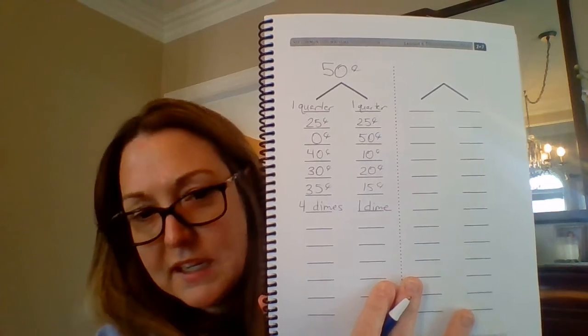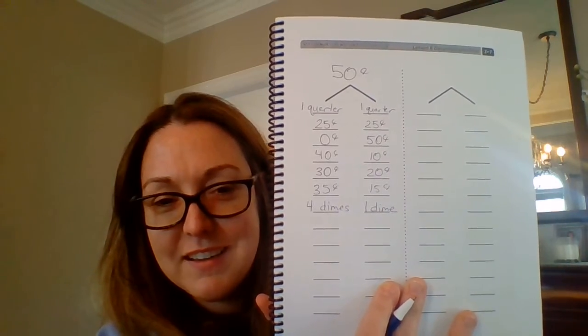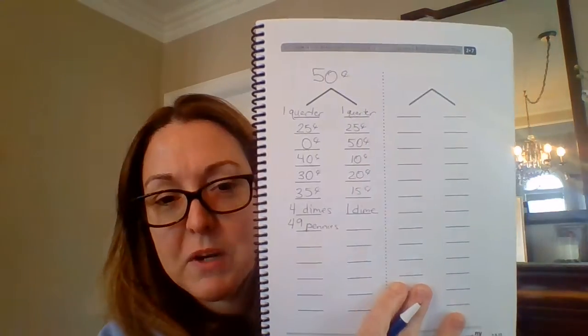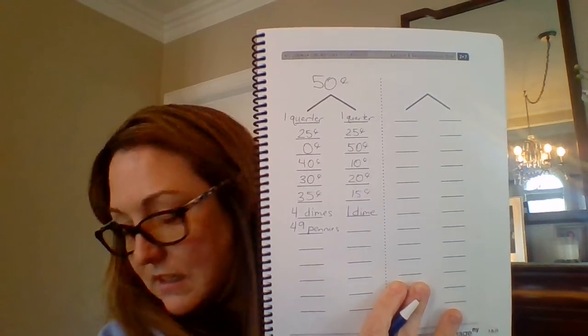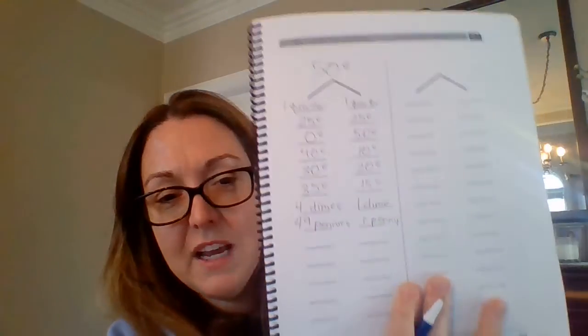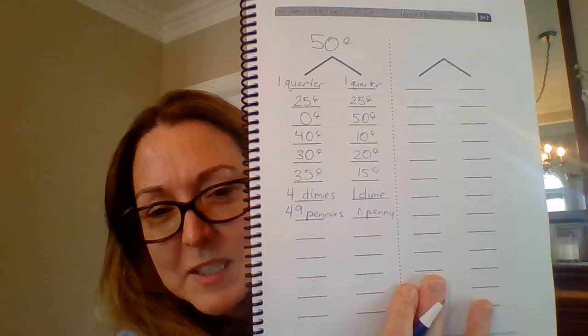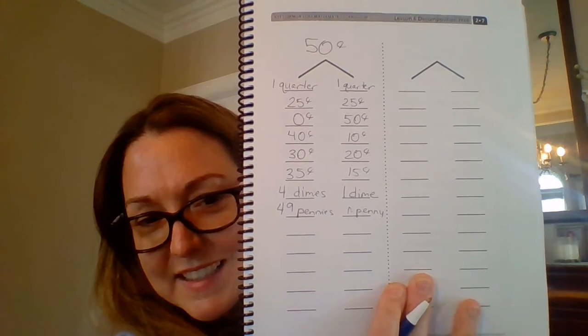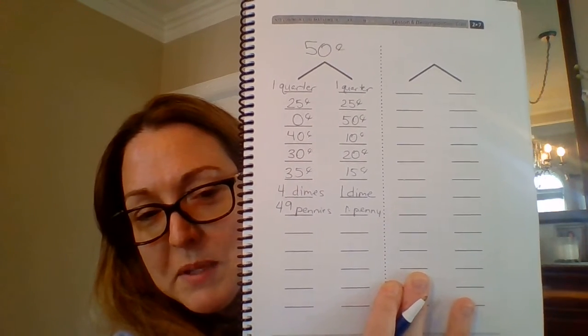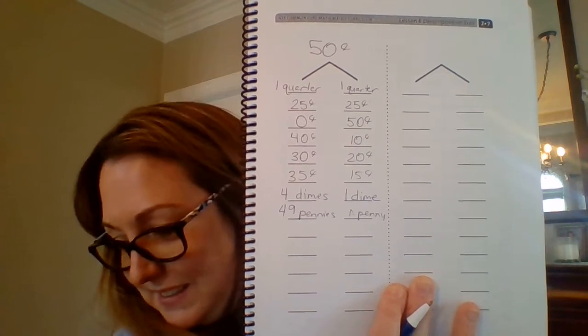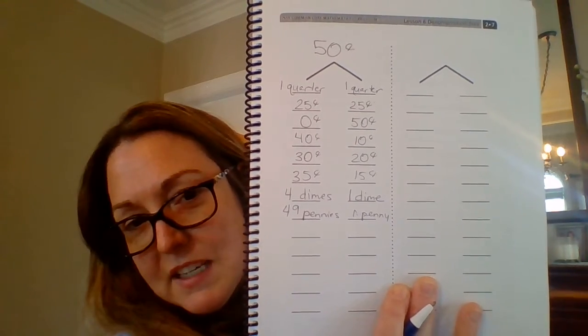What if I was talking pennies? What if I said 49 pennies? How many more pennies would I need to make 50 cents? 1 penny. So 49, I'm not writing very neatly. Pennies, P-E-N-N-I-E-S. But 1 penny is P-E-N-N-Y.